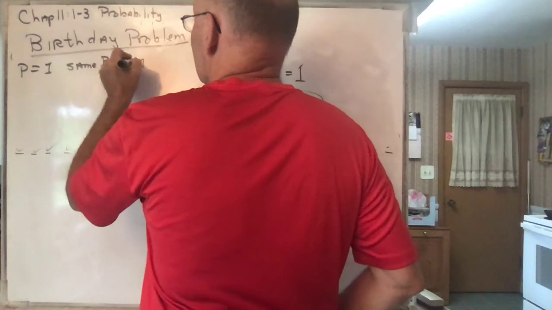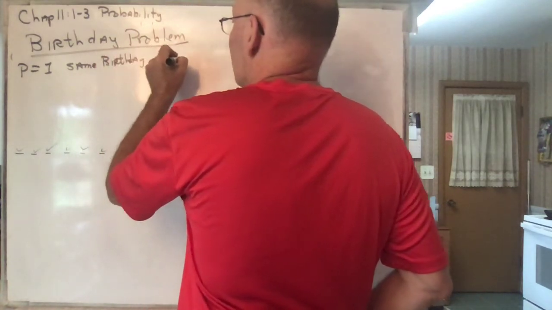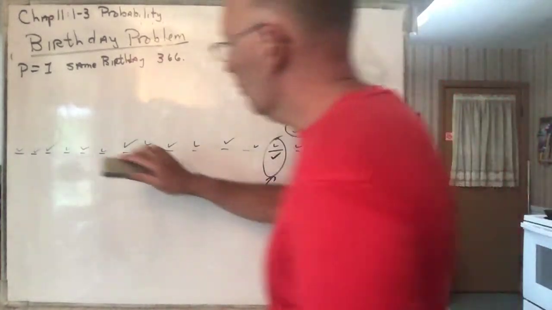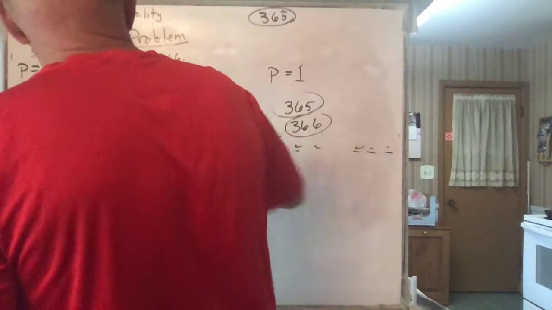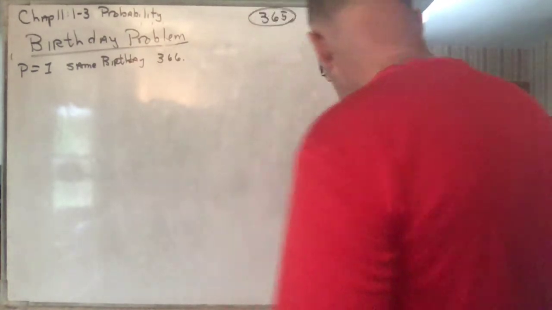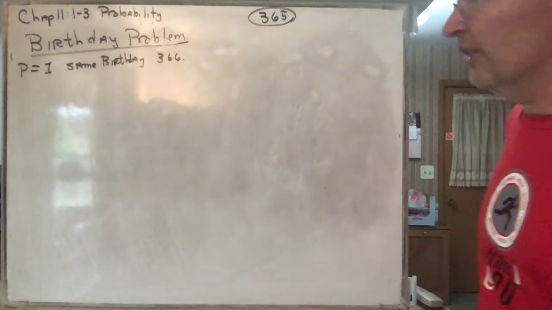The answer is 366 people. So that's a pigeonhole problem. I guess it's probability, but it's really more of a counting problem. Okay, here's the second question.